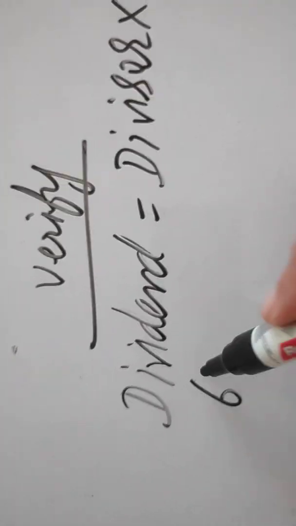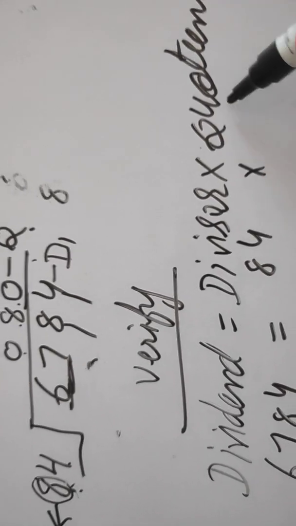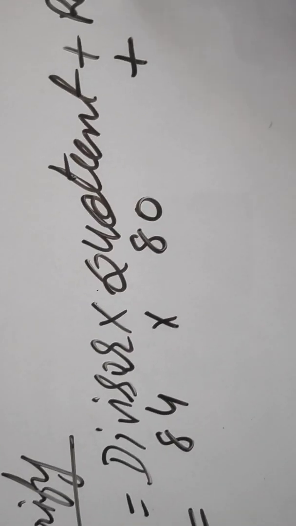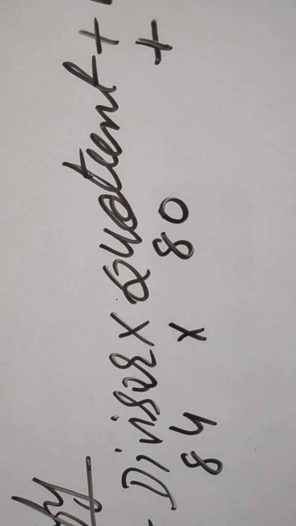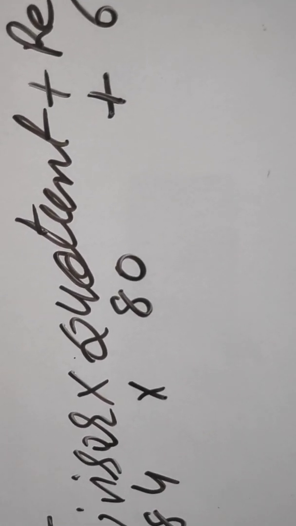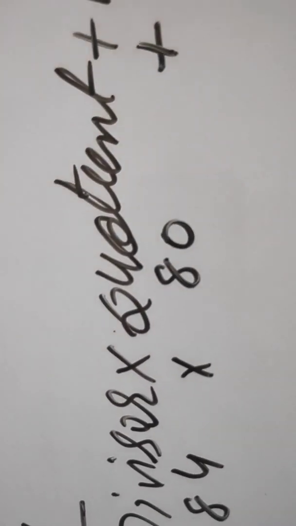Dividend is equal to 6784. Our divisor was 84. Our quotient was 80. Our remainder was, I think, 64. Remainder was 64. Now you can easily check your division whether it is right or wrong.